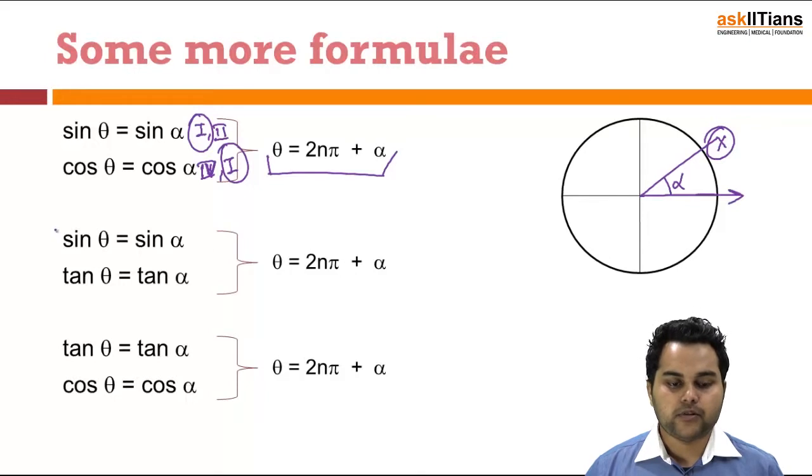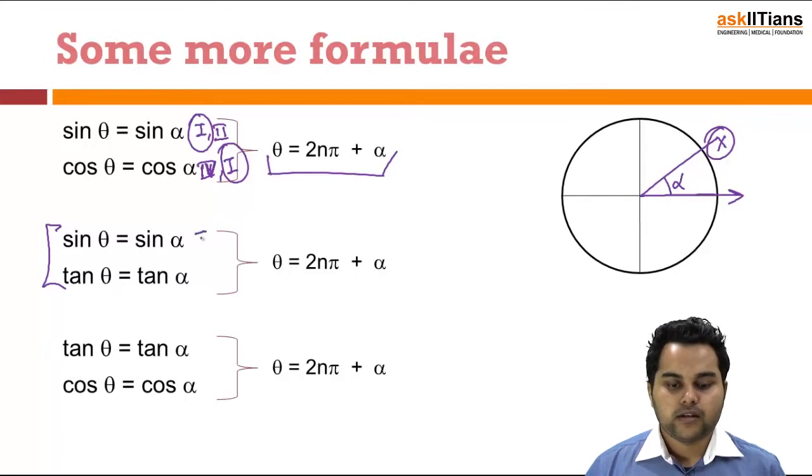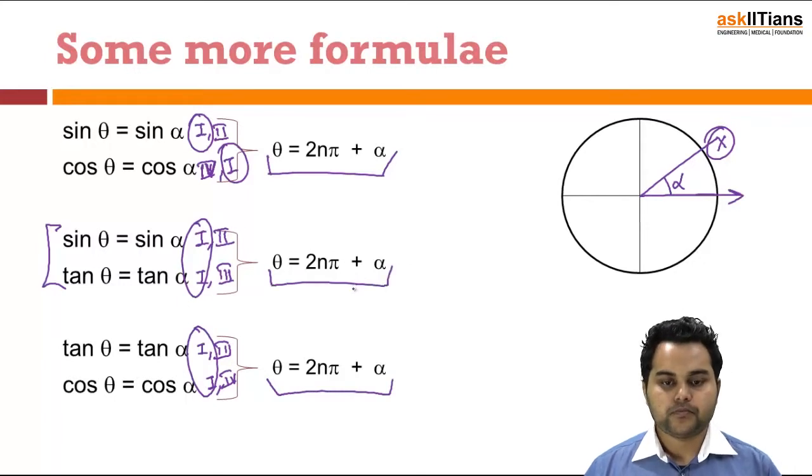The same logic can be applied for sin theta is equal to sin alpha and tan theta is equal to tan alpha, as sin would be positive in first and second, and tan theta would be positive in first and third quadrant. So again, this is the common region: first and third for tan and first and second for sin. Again, the first quadrant would be common, that's why we have the same form of solution.